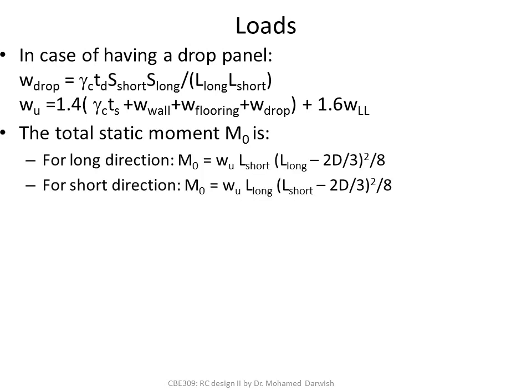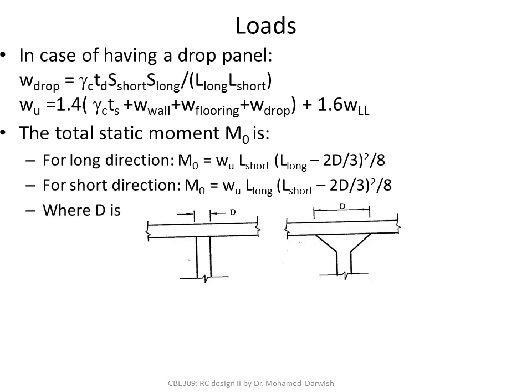this will give us the total ultimate load. The total static moment M naught, again very similar to what we did before, is W ultimate L short times (L long minus 2D over 3) all squared over 8 for the long direction, and then you swap the L long and L short for the short direction. And again, as mentioned previously, D is either the width of the column if you don't have a column head, or the width of the column head if you have a column head. So this is another advantage for having a column head, which is that you are actually decreasing the moment itself.